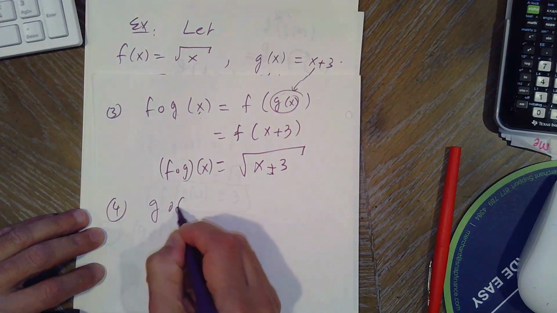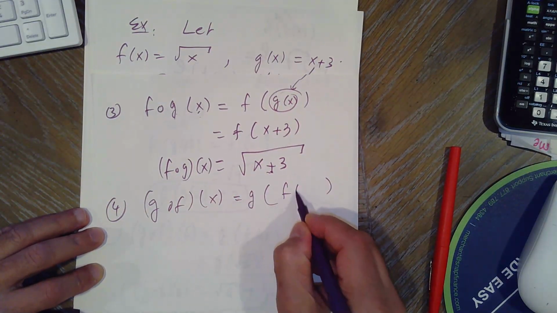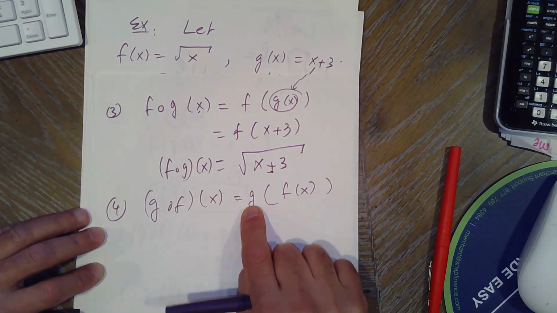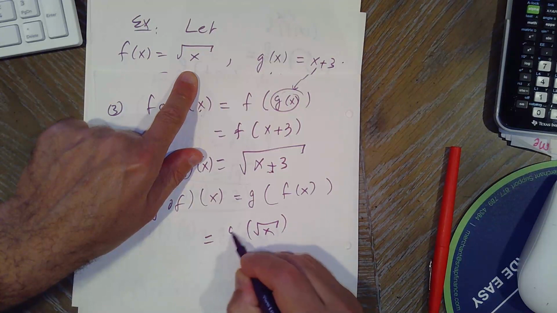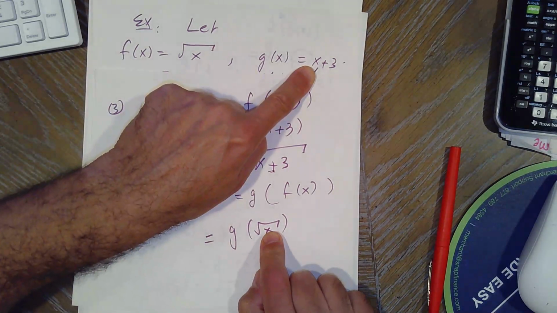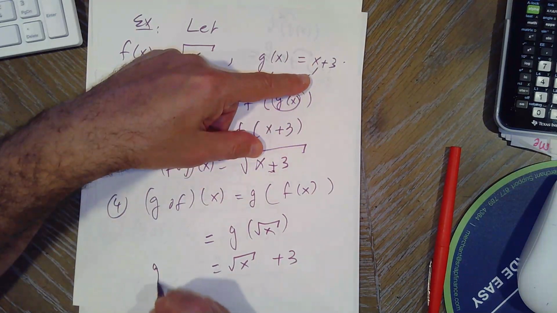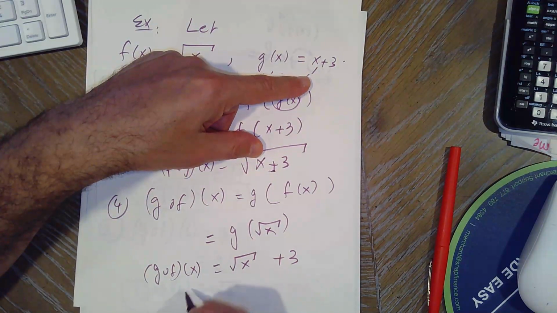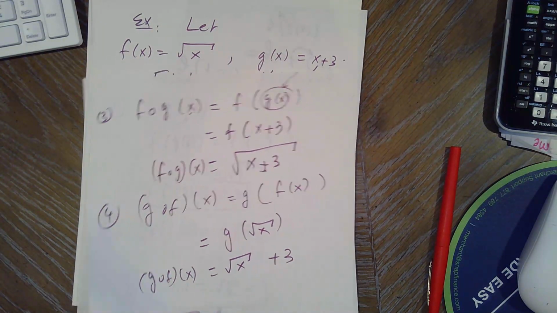Now let's reverse that. g composite f of x, it's g of f of x, so we're inputting f of x into g. f of x is root x. We're going to input that into g, so this is going to overtake x, so it'll be root x plus 3. Okay. All right, let's see more examples.